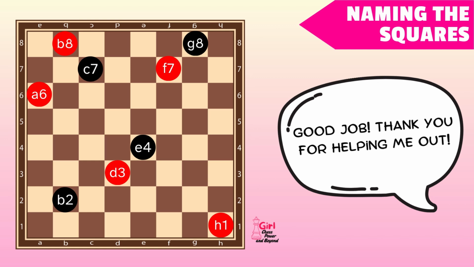All right, so now we have the name of the squares. We've got A6, B8, D3, F7, and lastly, H1. Good job, everyone. Thank you for helping me out, and also thank you for remembering those directions.